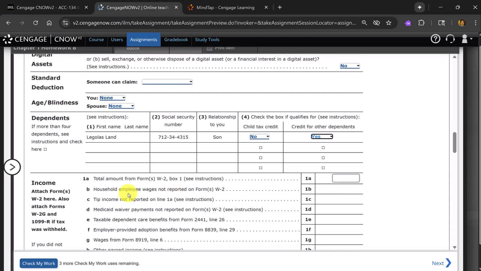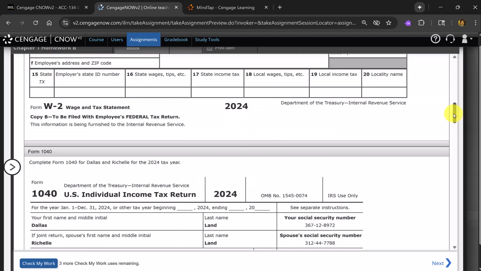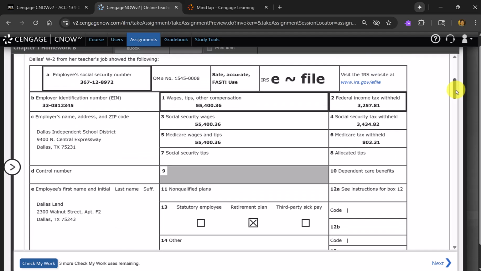Okay, the only income item they have is from Legolas's W-2 form. So let's go back and grab that number. Here in box 1, 55,400. Because the cents is less than 50, we just drop it, yeah? 55,400.